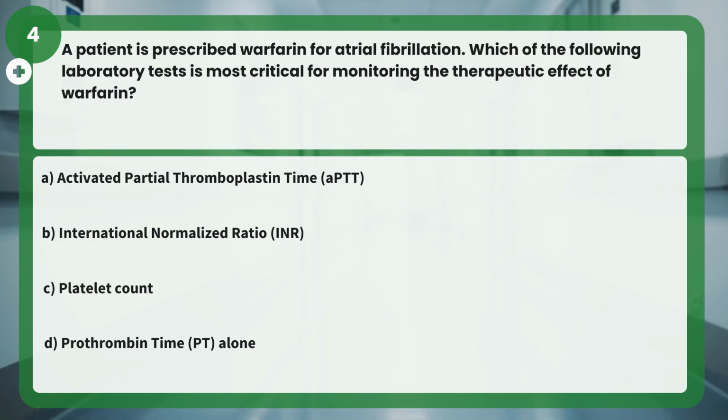Question 4. A patient is prescribed warfarin for atrial fibrillation. Which of the following laboratory tests is most critical for monitoring the therapeutic effect of warfarin? A. Activated partial thromboplastin time, APTT. B. International Normalized Ratio, INR. C. Platelet count. D. Prothrombin time, PT, alone.